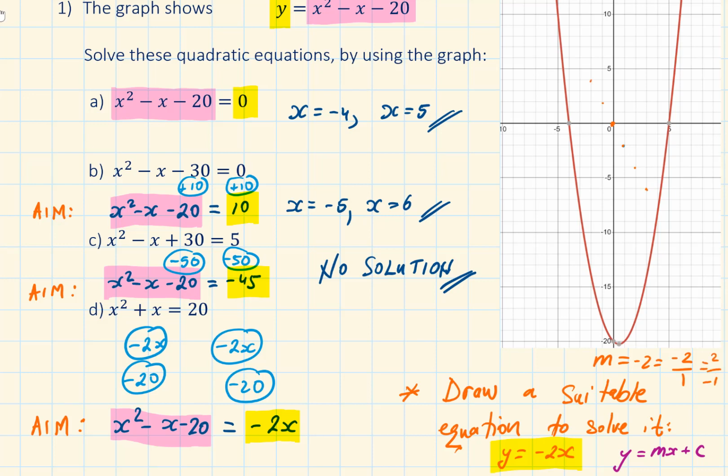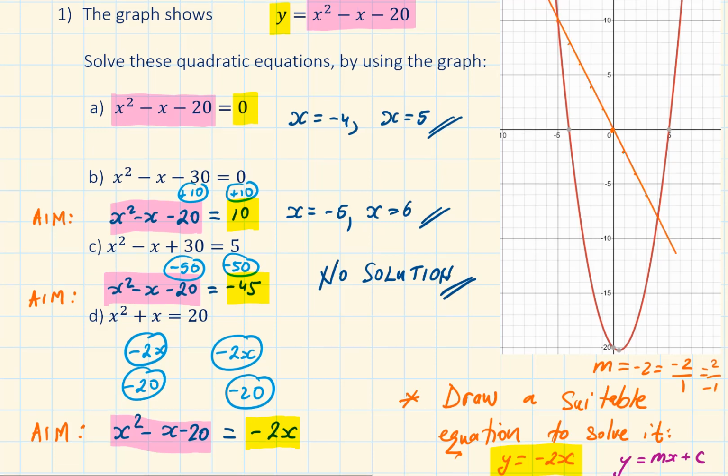Let's draw this. Now that we have drawn our suitable graph, we need to find the points where these two cross. Because we need to solve these quadratic equations only for the x values, we're only going to read off the x values from these two crossings. One of the solutions is x equals minus 5, and the other solution is x is equal to 4.